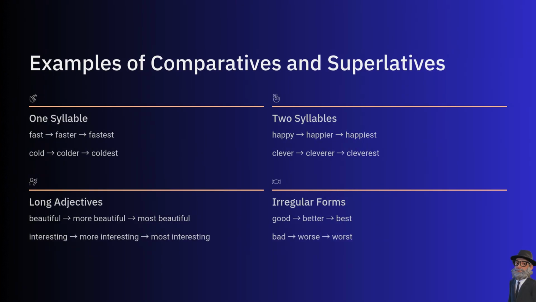Examples of comparatives and superlatives. One syllable: fast, faster, fastest; cold, colder, coldest. Two syllables: happy, happier, happiest; clever, cleverer, cleverest. Long adjectives: beautiful, more beautiful, most beautiful; interesting, more interesting, most interesting. Irregular forms: good, better, best; bad, worse, worst.